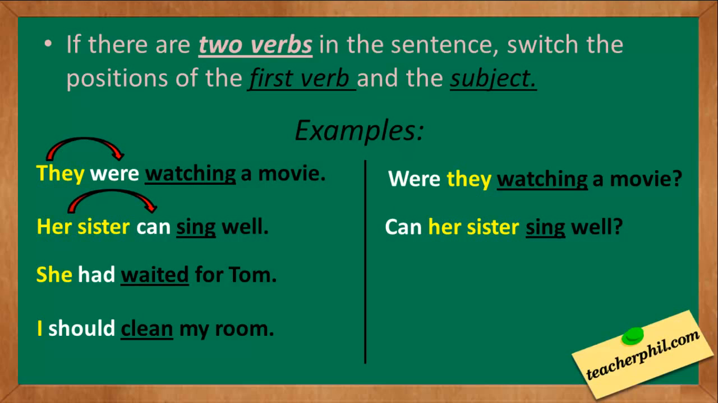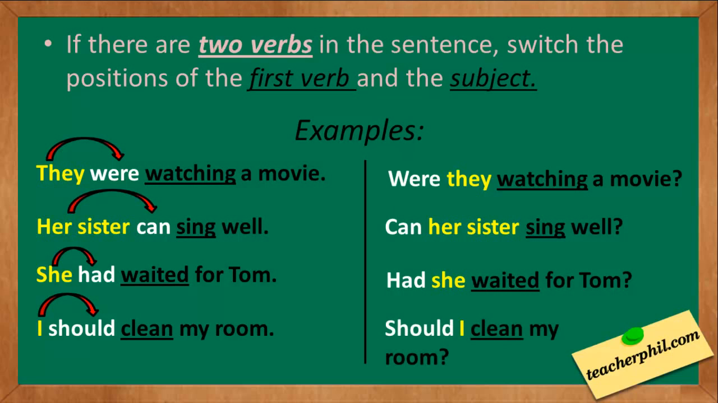She had waited for Tom. She is the subject and had is the first verb. Waited is the second. Switch she and had, making it, had she waited for Tom? I should clean my room. I is the subject, should is the first verb, and clean is the second. Switch the subject I and the verb should, making it, should I clean my room?